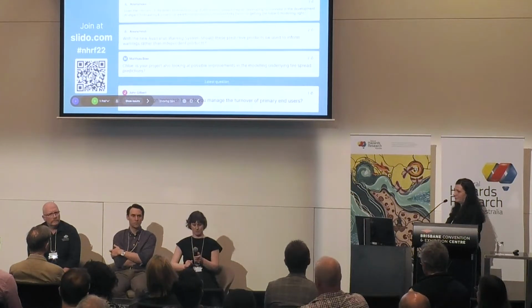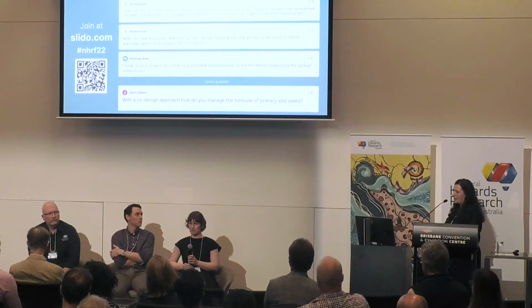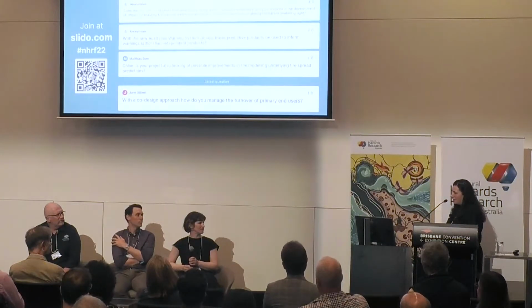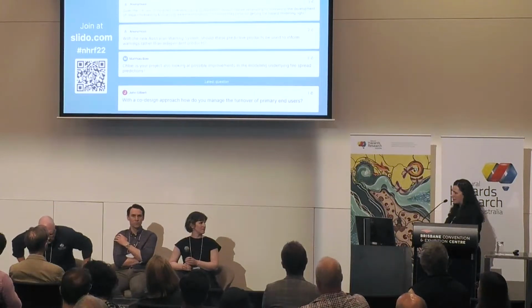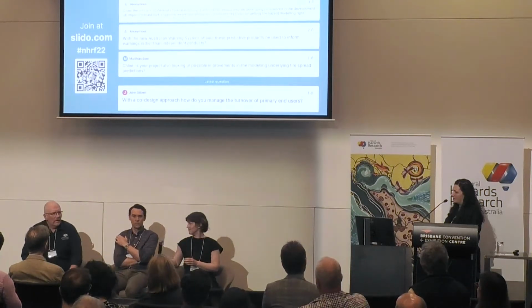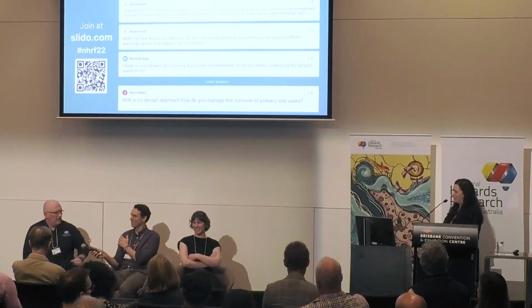Okay, we've got a question for the panel. So what do you think can be done in the future to better share things like impact and risk data between different organisations and types of organisations?